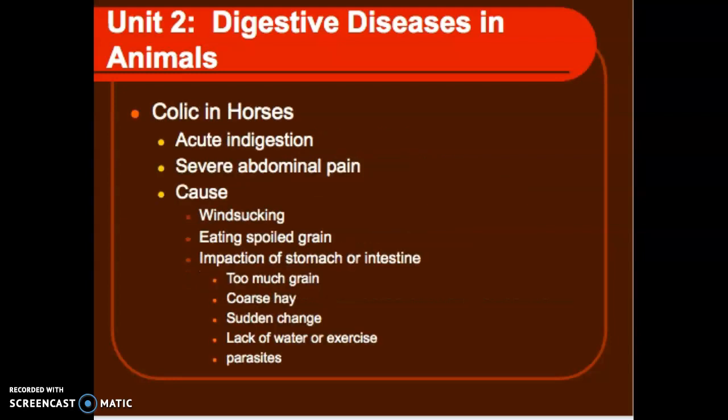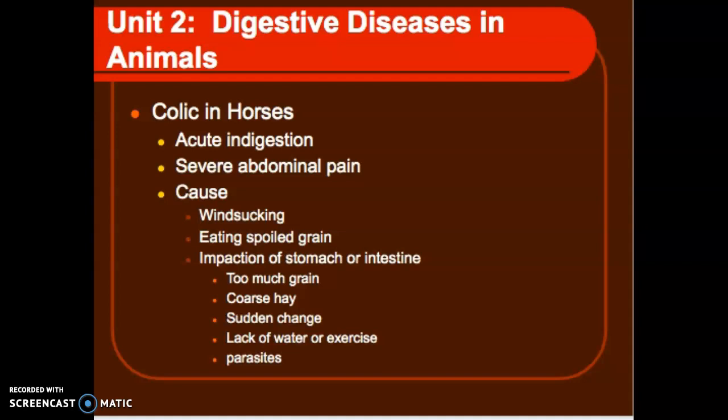Next section is talking about colic here. Again, acute digestive disease, really severe abdominal pain, and oftentimes associated with them just finishing up a heavy exercise and they suck a lot of wind. Maybe you've got some bad quality grain, too much grain, the wrong kind of hay, coarse hay, too fine a hay, change in environment, parasites.